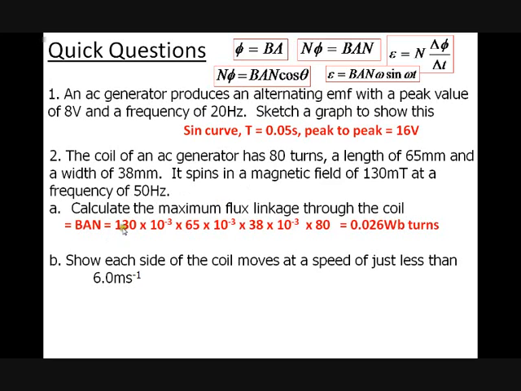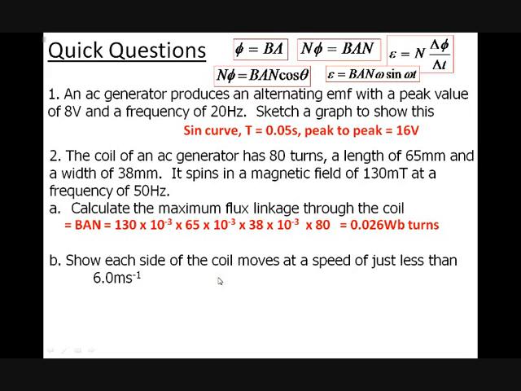My B field is 130 milliteslas. The area of the coil spinning is 65 mm times 38 mm, and we know that the number of turns is 80. If you do all that, you should get an answer of 0.026, and the units for flux linkage are Webers, but you need to put turns on the end as well for Weber turns. Show each side of the coil moves at a speed of just less than 6 meters per second.